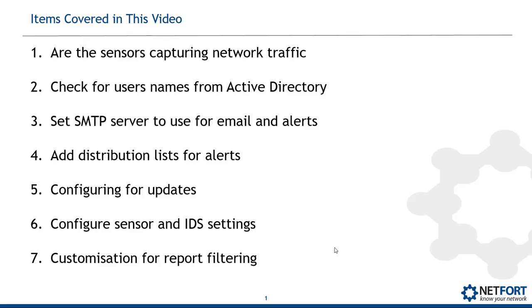So the topics we're going to cover in this video are: are the sensors on your LANGuardian capturing traffic? Check if you're getting usernames from Active Directory. Set your SMTP server so you can get email and alerts. Add a distribution list for alerts. How you can configure to get the system updates and regular updates. Configure your sensor and IDS settings. And then lastly, we're going to cover customizing for report filtering.